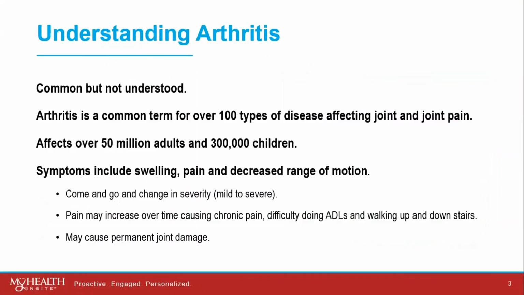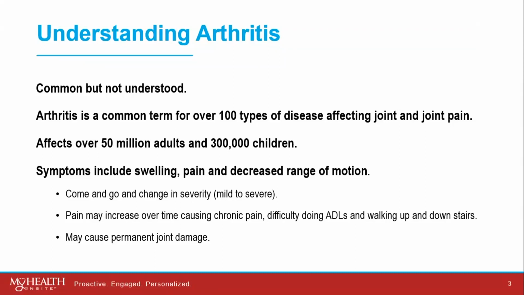So arthritis is very common, but it's not very well understood. We do know that arthritis is a common term for over 100 types of diseases affecting the joint and affecting joint pain. It does affect over 50 million adults and unfortunately over 300,000 children. Common symptoms include swelling, pain, and decreased range of motion. Symptoms commonly can come and go. Sometimes they're mild at times, and other times it can be more severe.